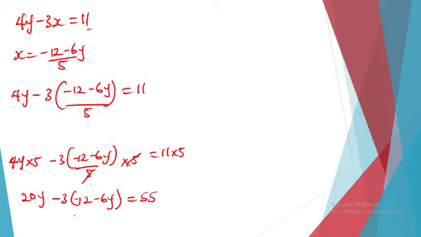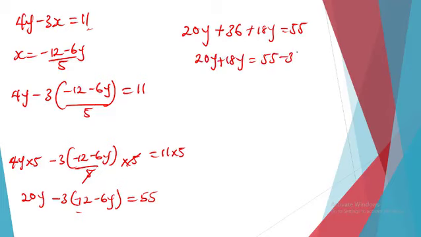At this point, we open the bracket. Then we have 20y minus 3 times minus 12 will give us plus 36. Minus 3 times minus 6y will give us plus 18y, and that is equal to 55. We collect like terms. Collecting like terms, we have 20y plus 18y to be equal to 55 minus 36. That is this 36 crossing over to the right hand side of the equation. Then we have 38y to be equal to 55 minus 36, which gives us 19.